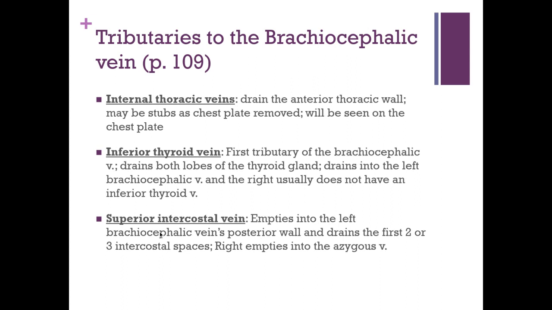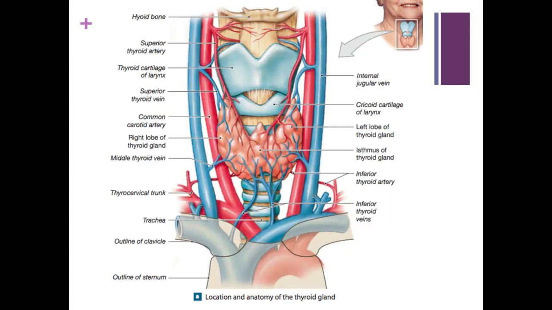We also have superior intercostal veins that are just going to be draining the spaces between the ribs, and more specifically, the first 2 or 3 intercostal spaces on each side. Left superior intercostal vein is actually going to drop its blood off into the back of the left brachycephalic vein, whereas the right side is different, where the right superior intercostal vein is actually going to dump its blood off into the azygous vein, which is a vein we'll talk about a little bit later.